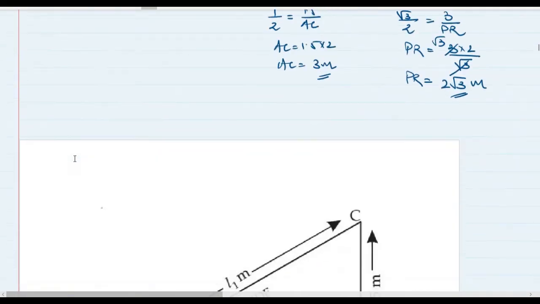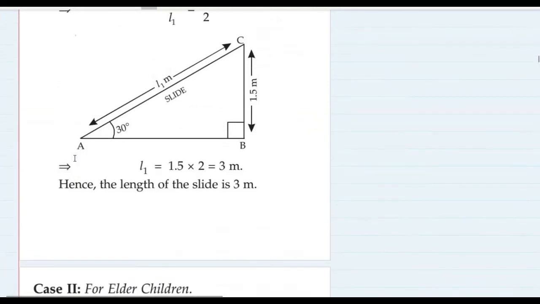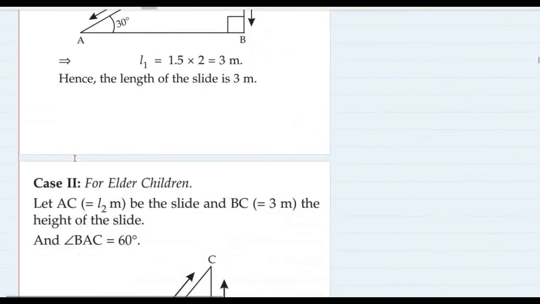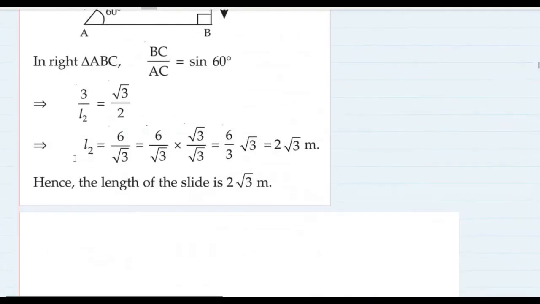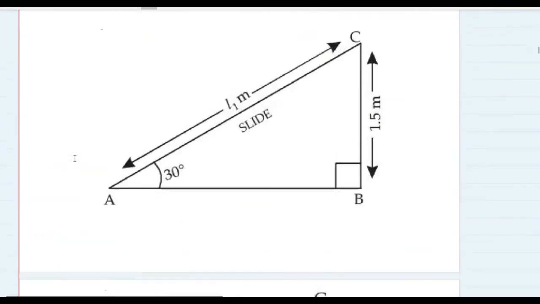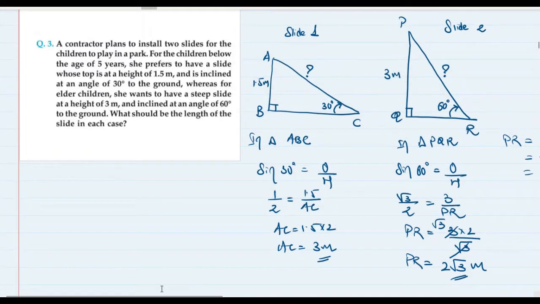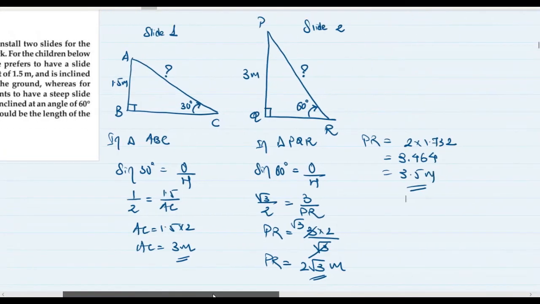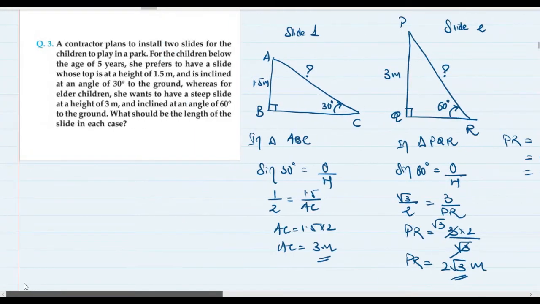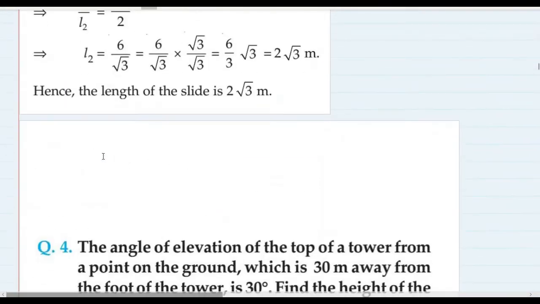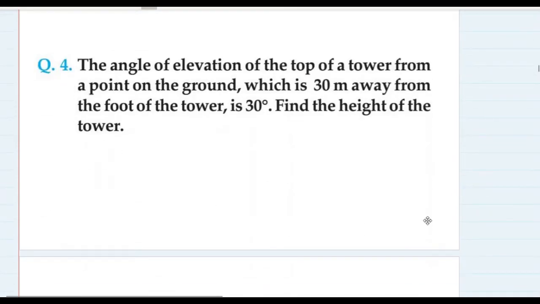Let's check the answers. Yeah, the first one is 3 meter. For elder children, it will be 2 root 3. And I told you 2 root 3 is 3.464 or 3.5 meter, correct up to 1 decimal place. So as I told you, please convert the final answer in decimal points.